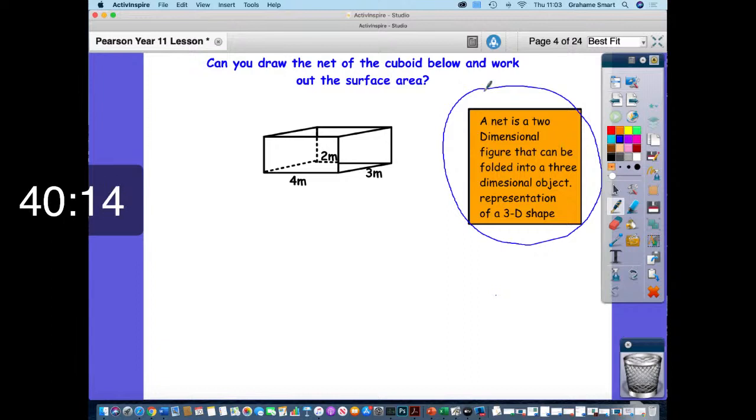How would you do that? And why might that help you calculate the surface area? Have a think about it. I'll give you a minute or two, and then I'm going to go through this one top to bottom and explain why I think it will help you to calculate the surface area. It will help you if you think about the net.